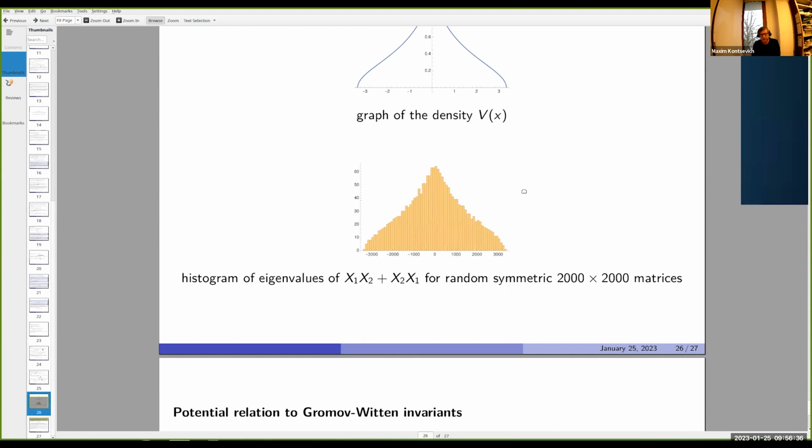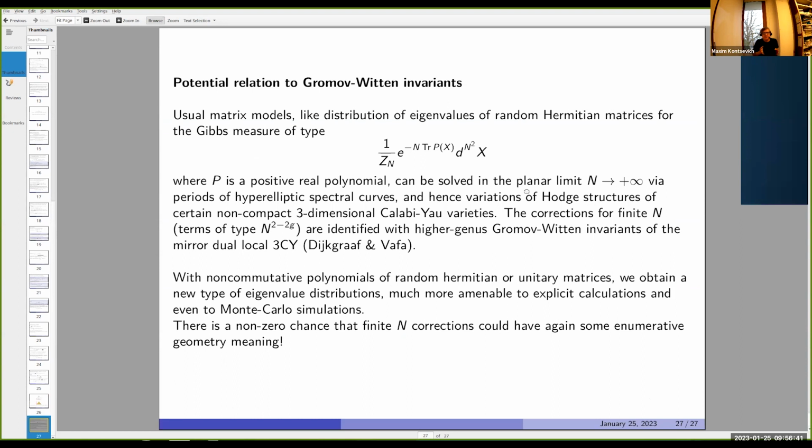Okay, now I finish on an optimistic note. It's a completely crazy suggestion, a potential relation to Gromov-Witten invariants. So it was a strange combinatorial game with words and so on. Let's recall what we have in matrix models. In usual matrix models, we replace the Gaussian ensemble by something more complicated, trace of x squared plus x to the power 4, something like this. So we get some Gibbs measures, exponent of minus n times trace of some polynomial, and divide by the appropriate partition function to get a probability measure, and then look at the distribution of eigenvalues of these random Hermitian matrices.